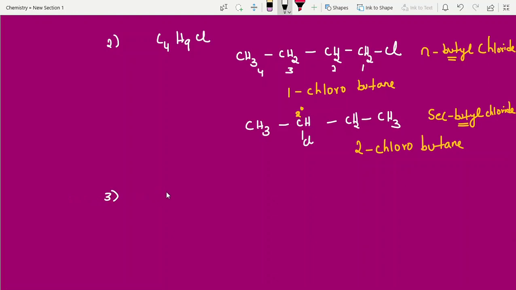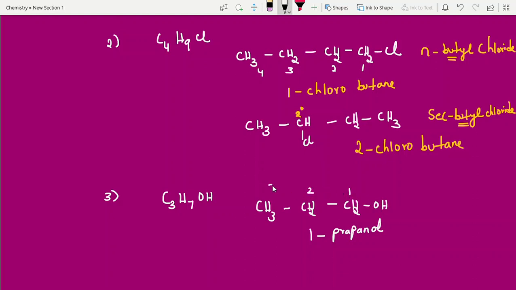1-propanol, 2-propanol. Okay, I am giving the molecular formula C3H7OH. With this molecular formula, I am writing 2 alcohols. The alcohol 1, we call it 1-propanol. This is the OH group, suffix name -ol. 1, 2, 3. So the first carbon has the OH group, that's why 1-propanol.